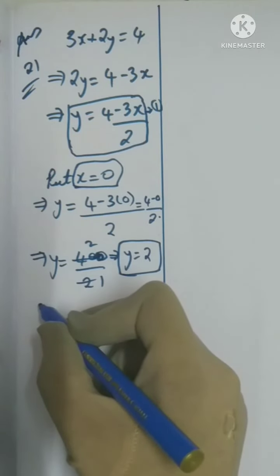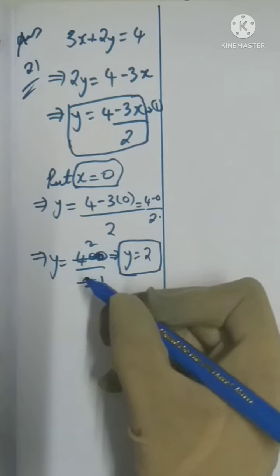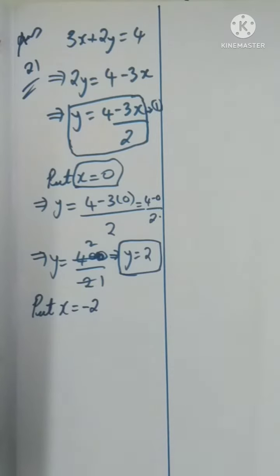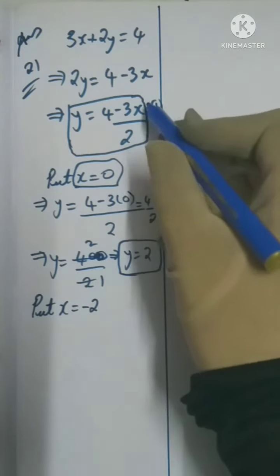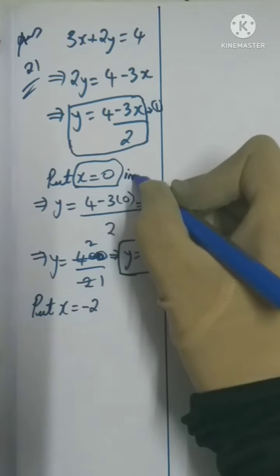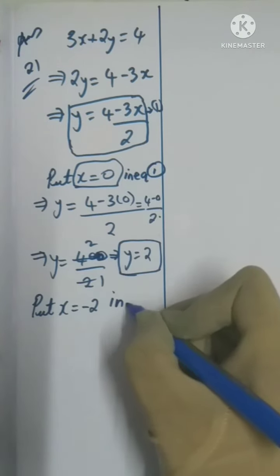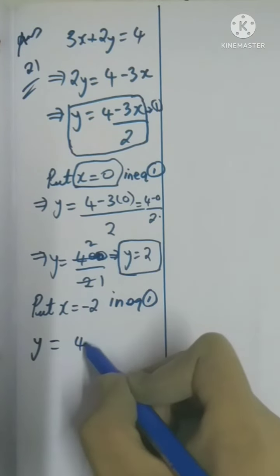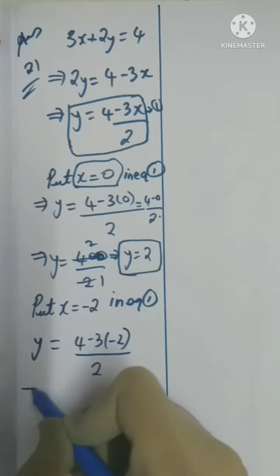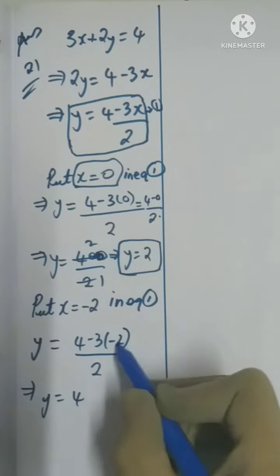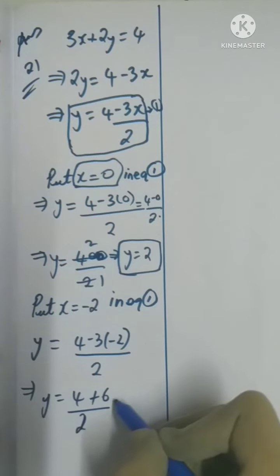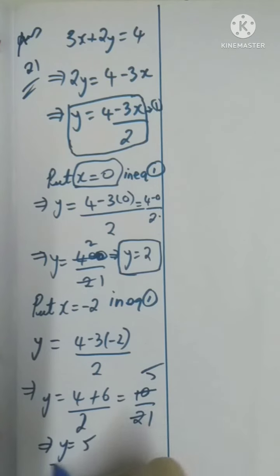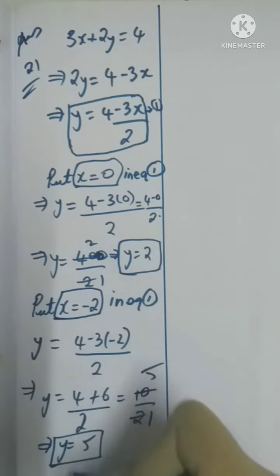Next we will substitute x is equal to minus 2. Where are we going to substitute all these? We are going to substitute all these in equation 1. This is the equation 1 which we have. So in equation 1, y is equal to 4 minus 3 into minus 2 by 2. y is equal to 4, minus into minus is plus, so 4 plus 6 by 2 we have. 6 plus 4 is 10 by 2. 2 ones are 2, 2 fives are 10. We have y is equal to 5. So we got when x is minus 2, y is 5.